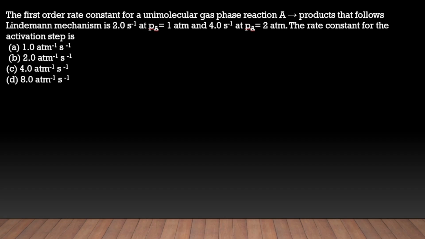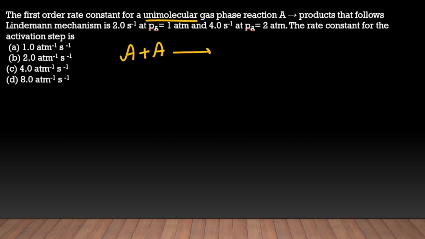It says the first order rate constant of a unimolecular gaseous phase reaction A to the product B that follows the Lindemann mechanism is 2 per second at pressure PA equal to 1 atmosphere, and the second value given to us is 4 second inverse when the pressure is 2 atm. Find the rate constant of the activation step. So in the unimolecular reaction, what basically happens is we have two of these, A and A.